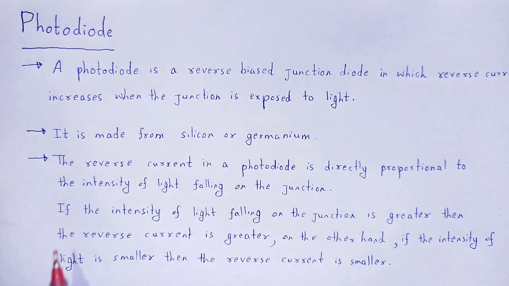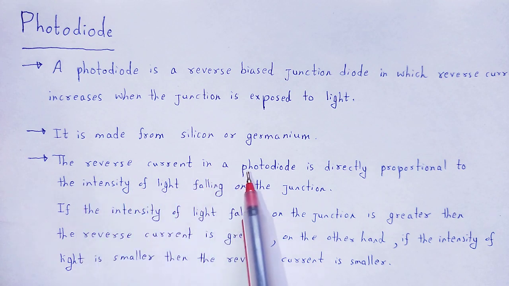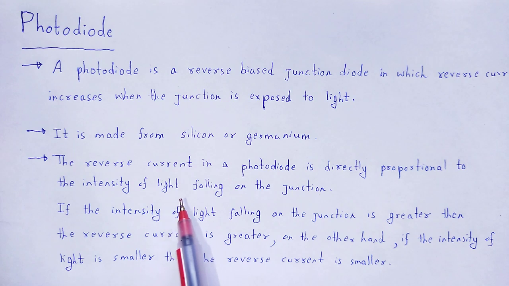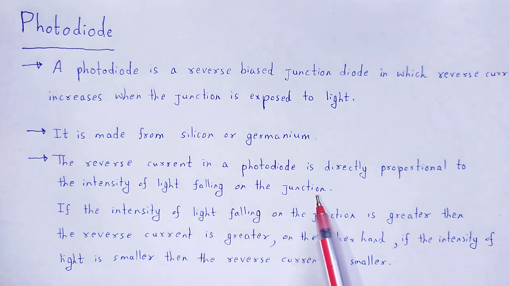What is the mechanism? The reverse current in a photodiode is directly proportional to the intensity of light falling on the junction. If the intensity of light falling on the junction is greater, then the reverse current is greater. On the other hand, if the intensity of light is smaller, then the reverse current is smaller.